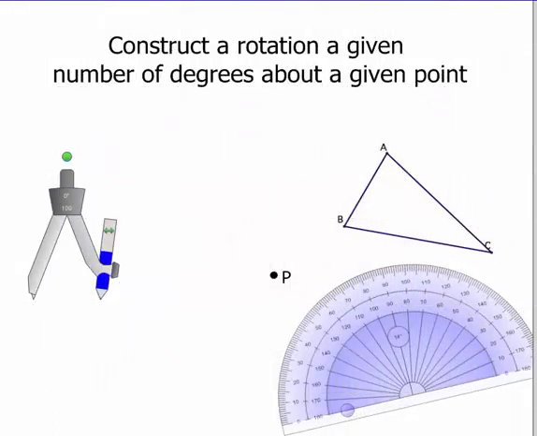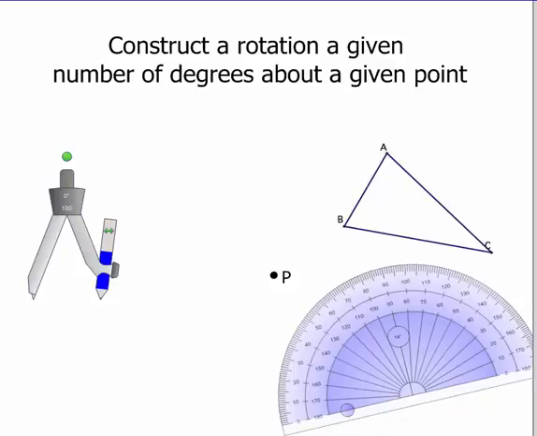This video will review constructions involving rotations. The first construction is to construct a rotation, a given number of degrees, about a given point. You'll need a compass and a protractor in order to do this construction.